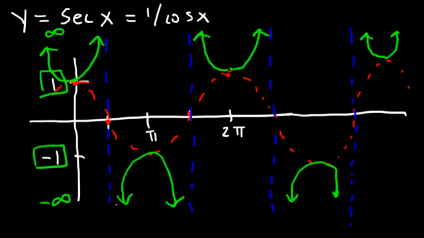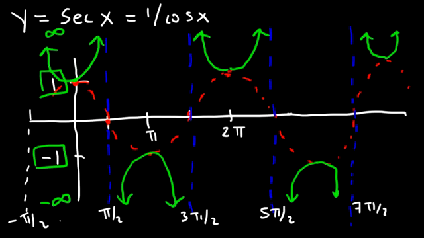So this time, notice that the vertical asymptotes are at pi over 2, 3 pi over 2, 5 pi over 2, 7 pi over 2. On the left side, the next one is going to be at negative 1 pi over 2. And it's going to repeat. Notice that the graph is symmetric about the y-axis. So it's going to be negative 1 pi over 2, negative 3 pi over 2, and so forth.